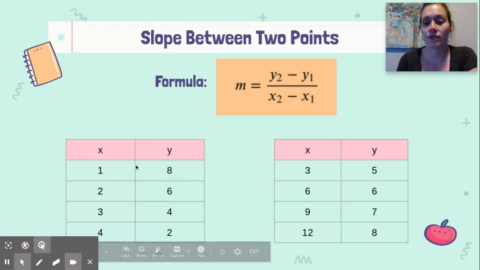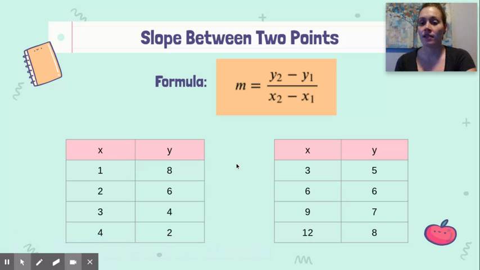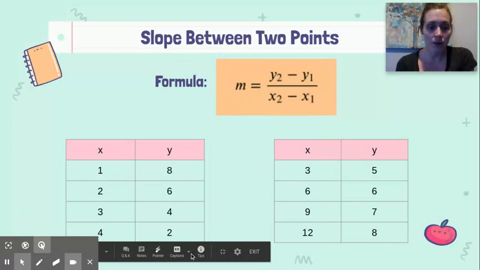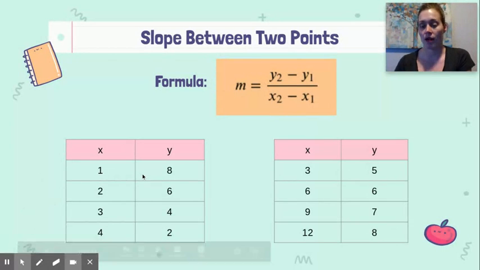Okay, so next we see that instead of just having 2 points, we have a table with multiple points, right? So here in this table, I've got my x and y values. So this is telling me that on the line that we're talking about, we have a point at 1, 8, 2 comma 6, 3 comma 4, and 4 comma 2. So each of these points in the table represent points on the line.